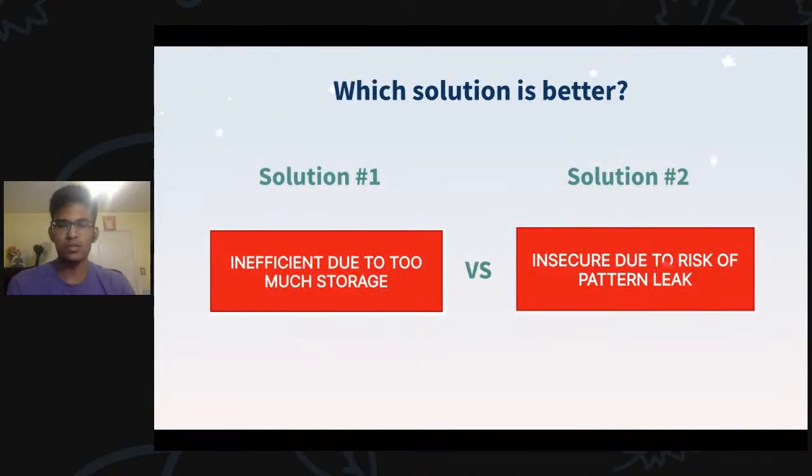So now comes the question, which solution is better? Is it solution 1, which is inefficient due to too much storage, or solution 2, which is insecure? It's obviously efficient, but it's insecure due to the risk of pattern leak, and someone can get access to the vaults if they have the pattern.